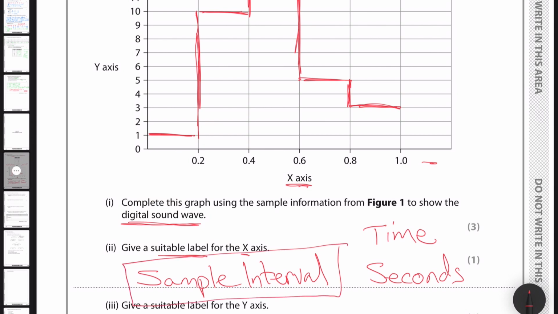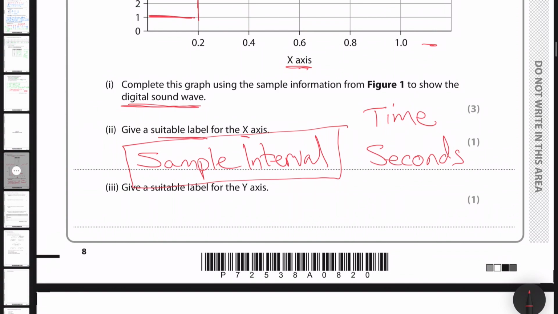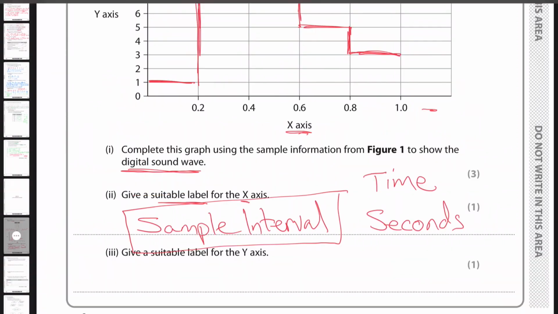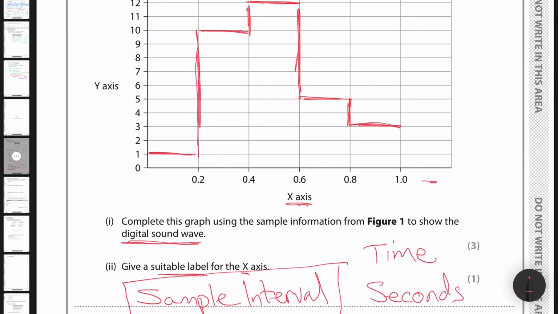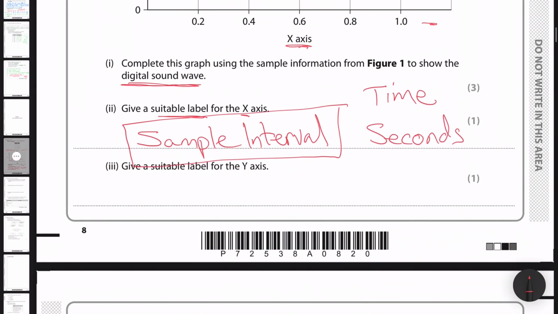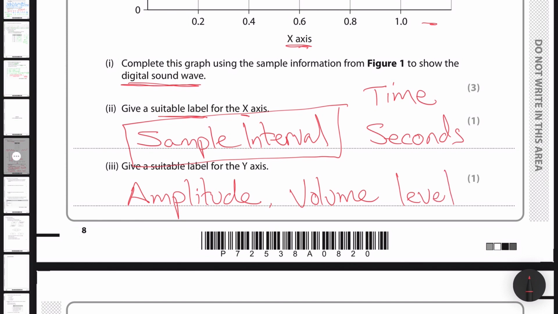If we then move down, give a suitable label for the y-axis. Well, the y-axis, if you think about these curves like so, this is the amplitude. So again, I'm going to put in here amplitude. That would be the answer. Or volume, or you could argue volume. I think the mark scheme does talk about meters, centimeters, and nanometers, but I don't quite know how that fits in.